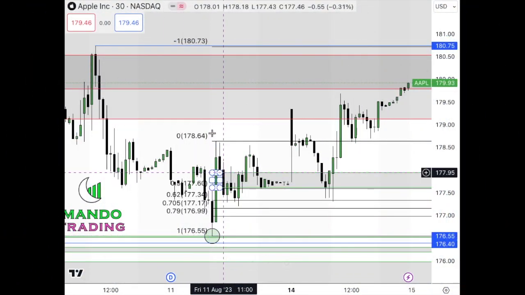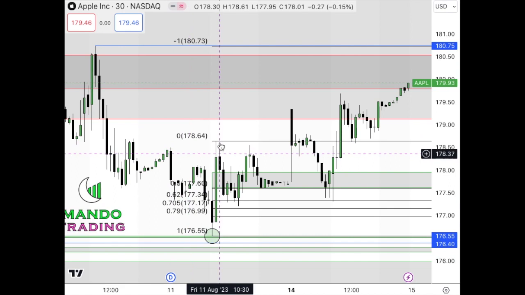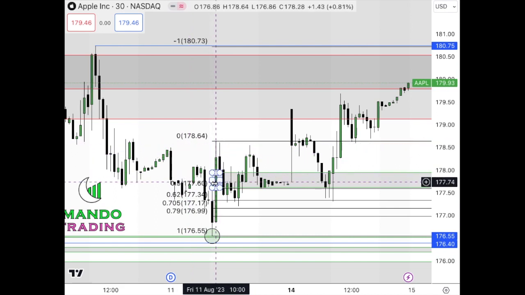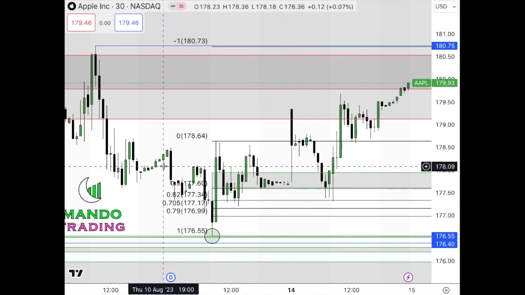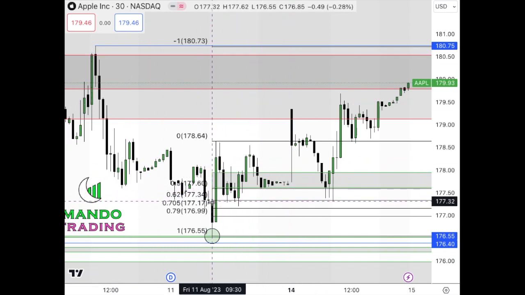Imbalance from the other day. We took out swing high right here. Market structure shift right here, our imbalance is right at 50%. Okay, so that kind of throws a little bit of a wrench in things. But right here, we have a bullish order block.